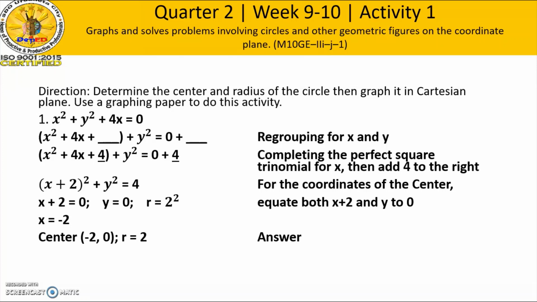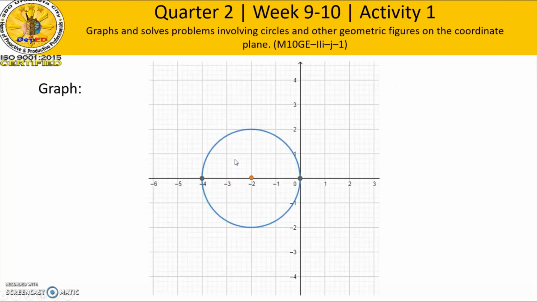So the value of x is negative 2, and the value of y is 0, and for our r, we have the value of 2 from the square root of 4. So, the center of the given circle is (negative 2, 0), and the radius is 2. So here is the graph of the given circle. We have its center at (negative 2, 0) and a radius of 2 units.